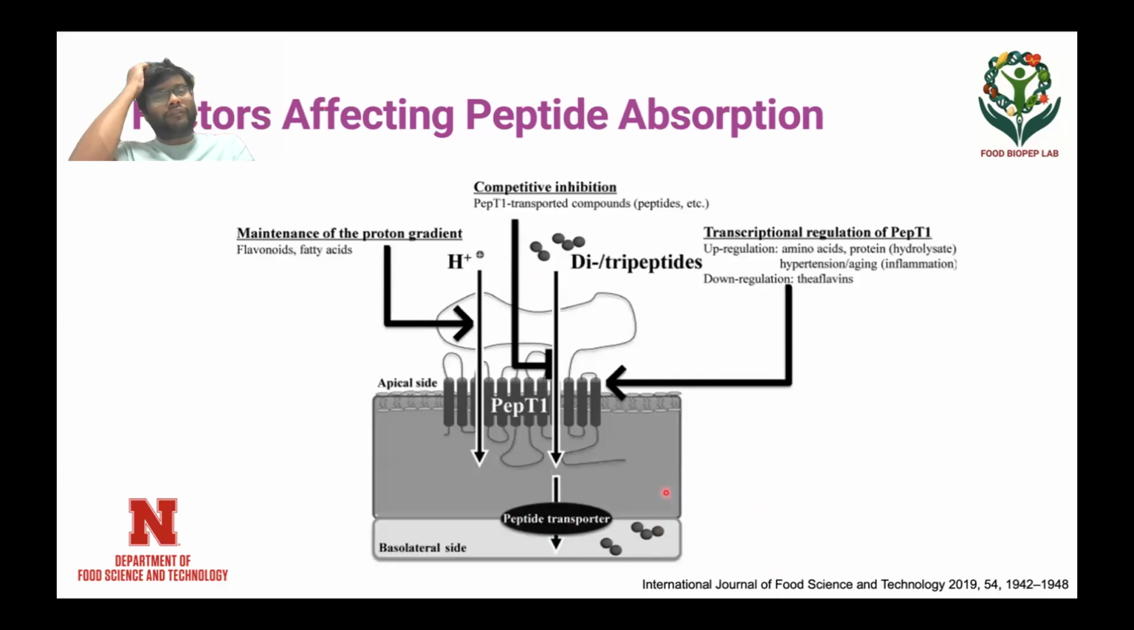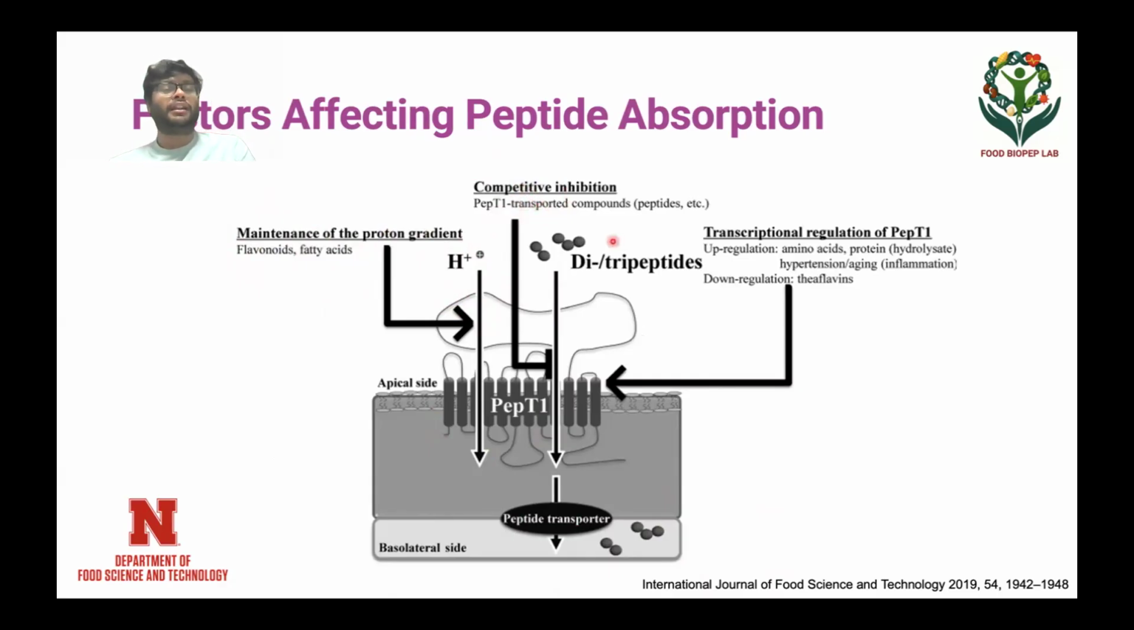Now, there are different factors that affect peptide absorption. For example, to efficiently absorb the peptide, you need a proton gradient that is created by hydrogen. And then flavonoids and fatty acids help in establishing the proton gradients. Sometimes there are competitive inhibitors that are present.